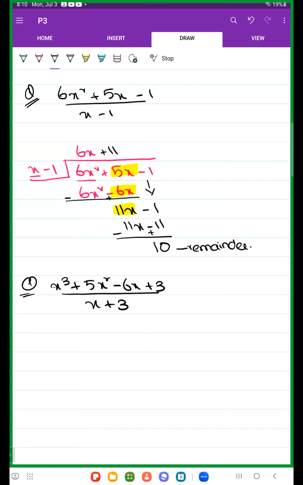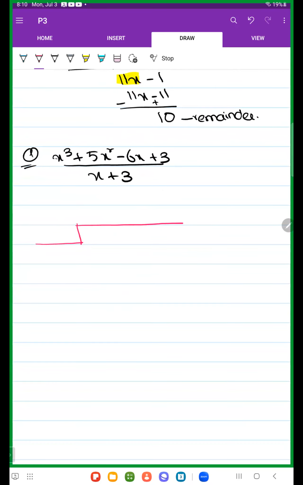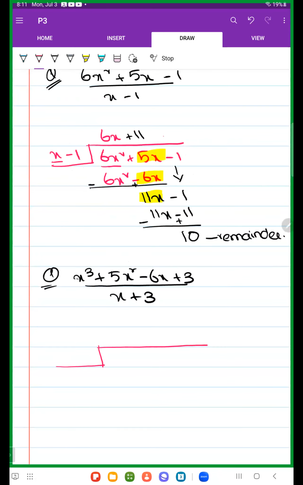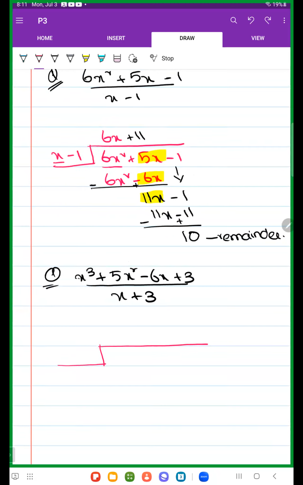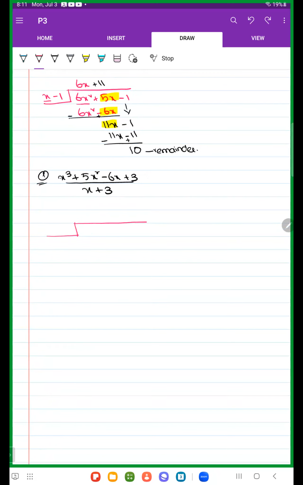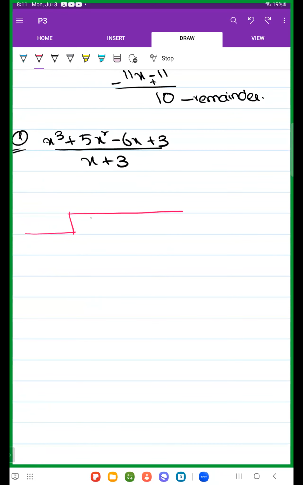Let's do this together as well. Okay. What was your answer? -33. No, the quotient. What is the answer you're getting over here? Oh, x squared plus 2x minus 12. Okay. This you're getting correct, but the remainder is incorrect. Your answer is correct. The remainder is not.